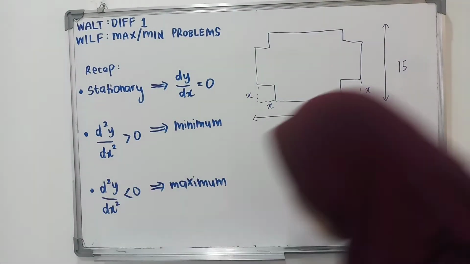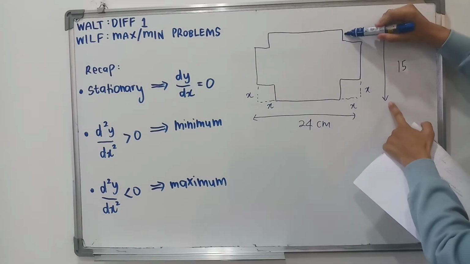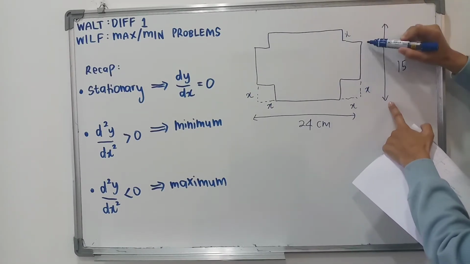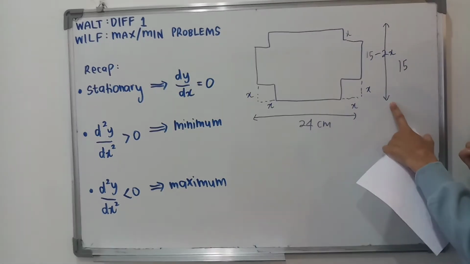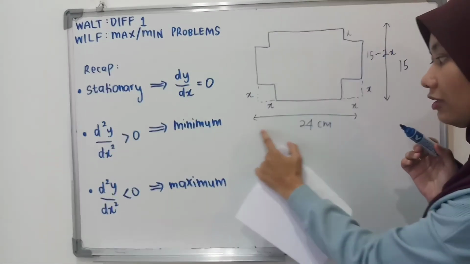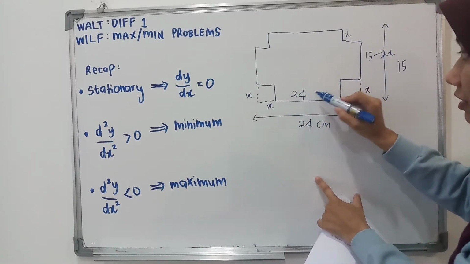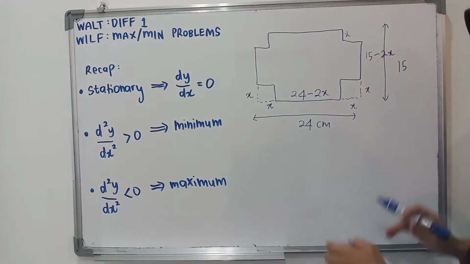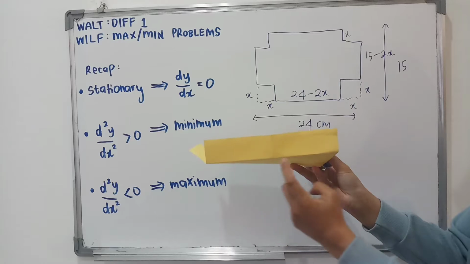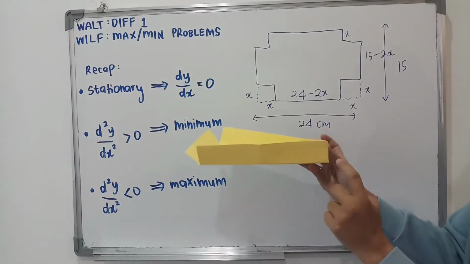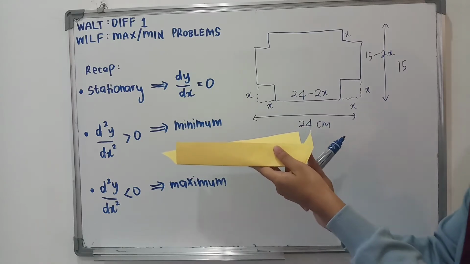So now this is 15 cm. So this is x, this is also x. So the remaining here is 15 minus 2x. That's the remaining there. Okay? And then this is 24 cm. So the remaining here is just 24 minus 2x. Okay, so means that now this line here is 24 minus 2x. This is x. And this line here is 15 minus 2x.